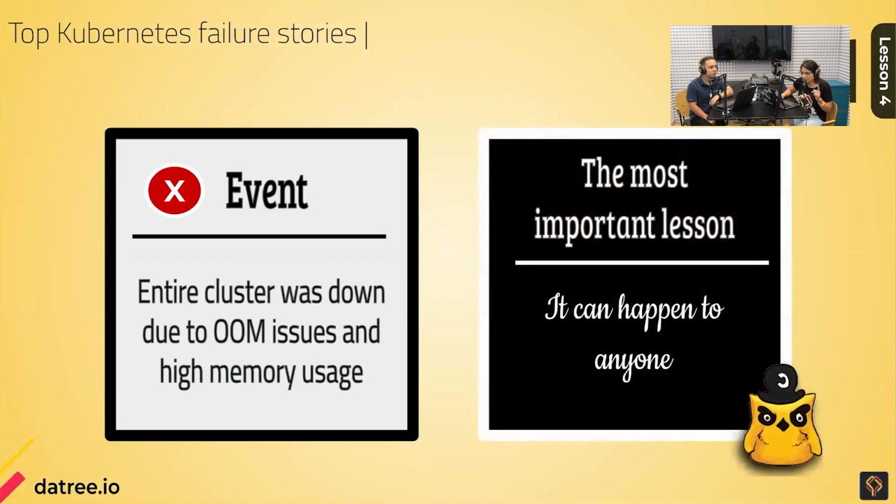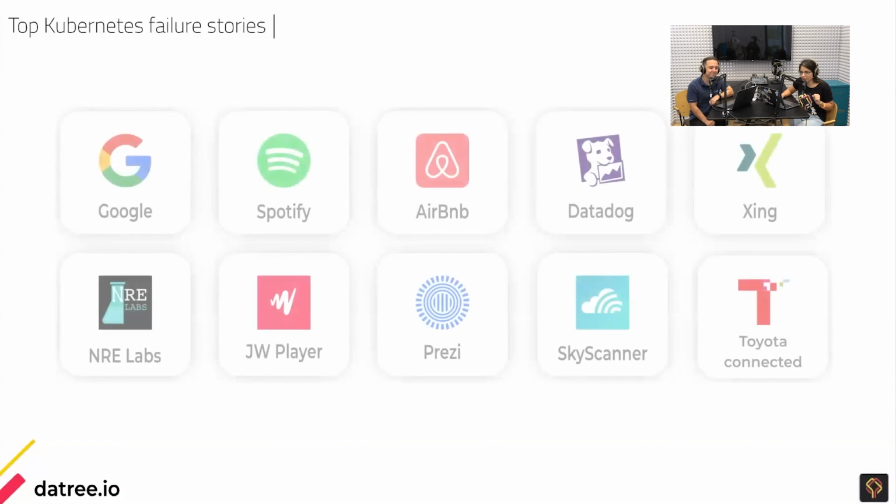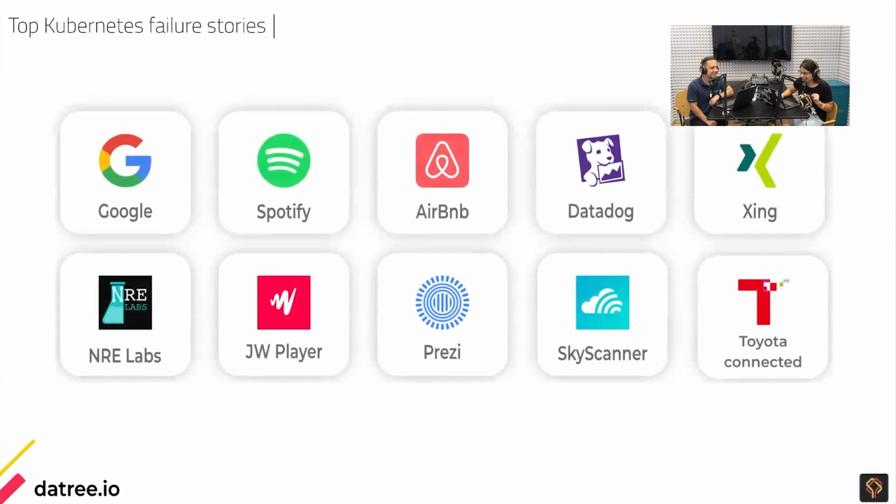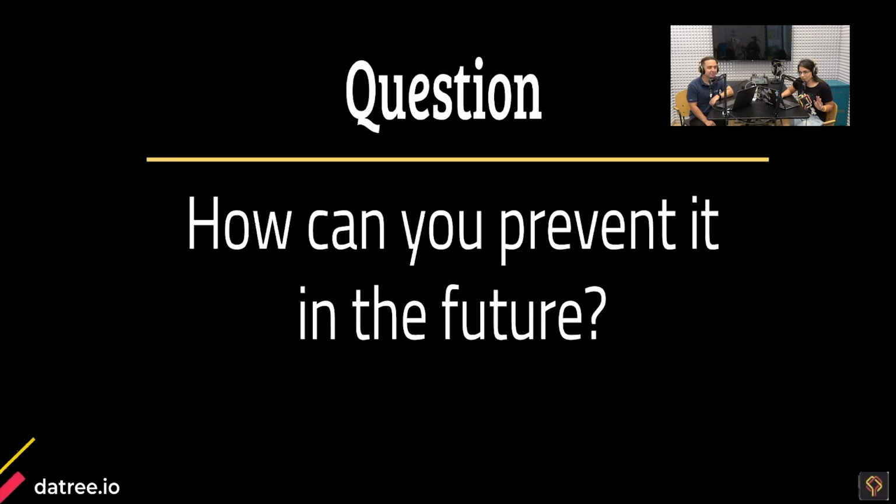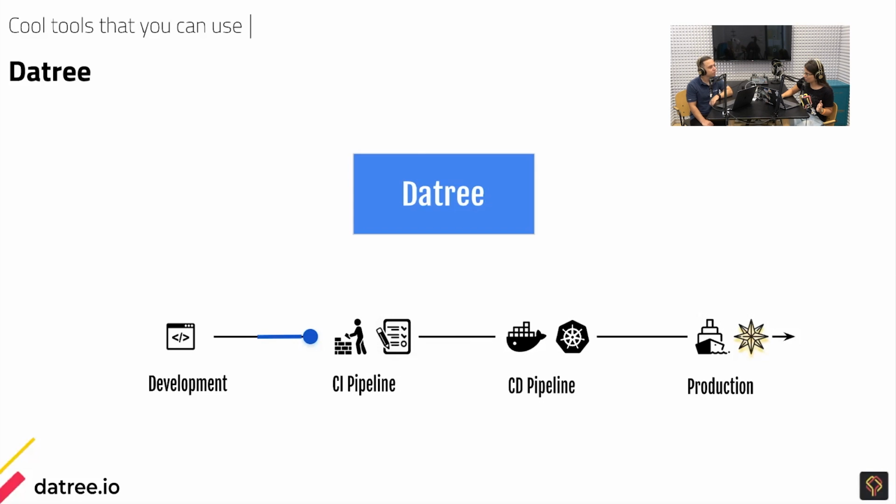And Blue Matador, as a small startup company, taught me the most important lesson of all, that it can really happen to anyone. And when I say anyone, I mean it. It's Google, Spotify, Airbnb, Toyota. Anyone can make mistakes with Kubernetes. But the most important question is, how can you prevent it in the future?